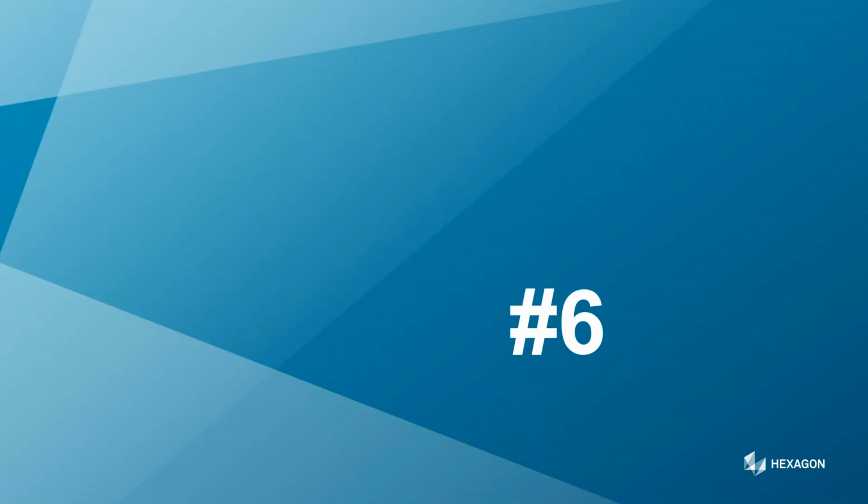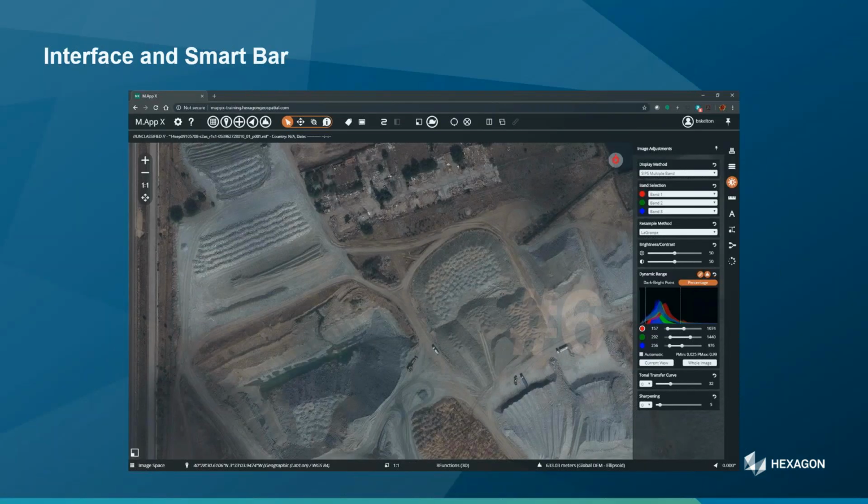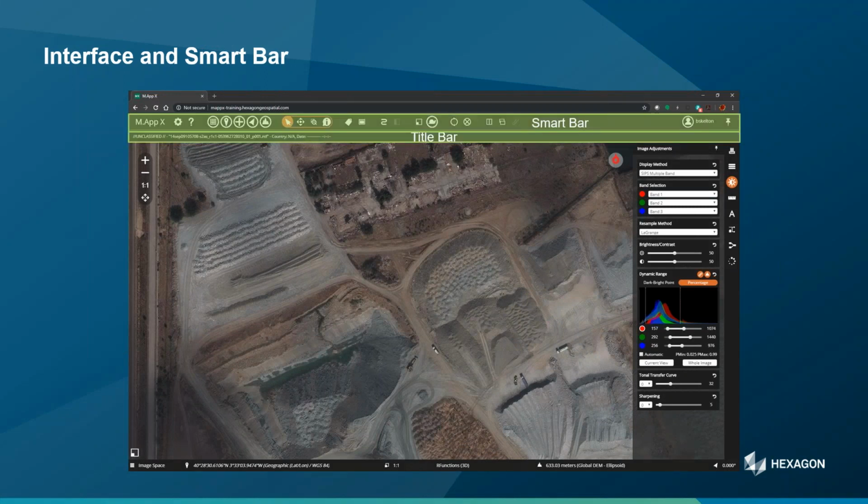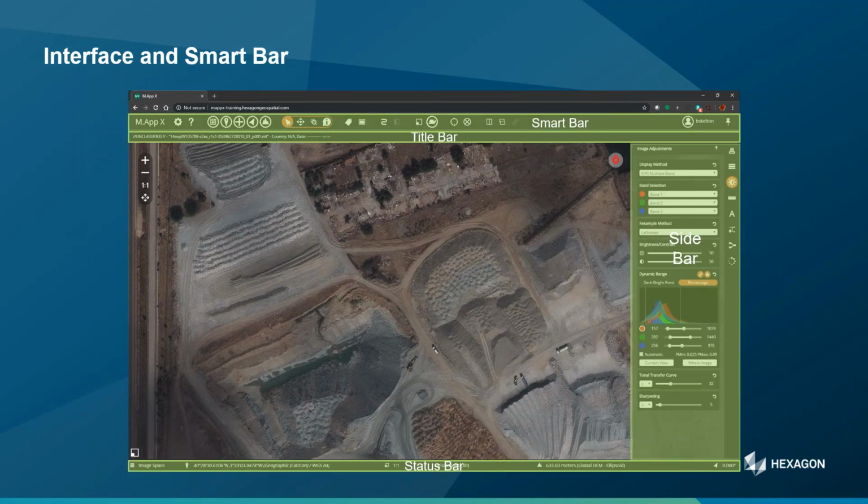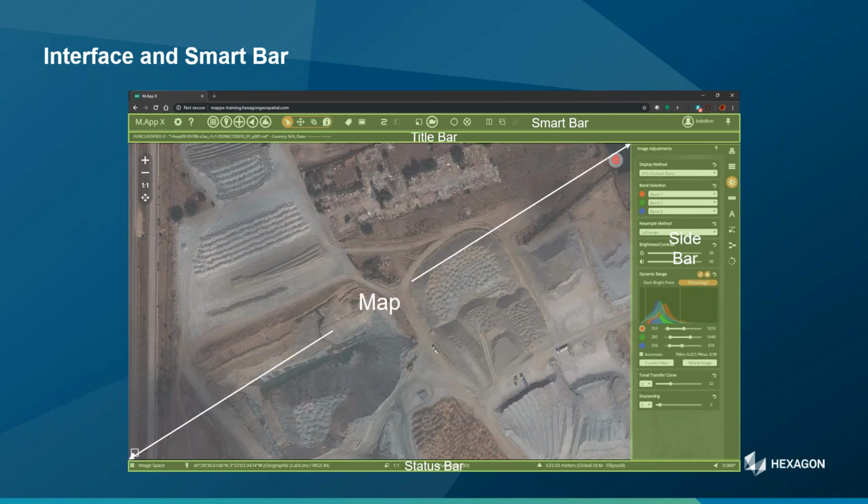So the number 6 on my list is the interface and smart bar. M.App X comes with this clean and compact user interface, where the smart bar and icon are neatly located at the top and side. Additional information is clearly shown in the title bar and the status bar, decluttering the whole user interface, giving me a very clean look that maximizes my working area for exploitation work.